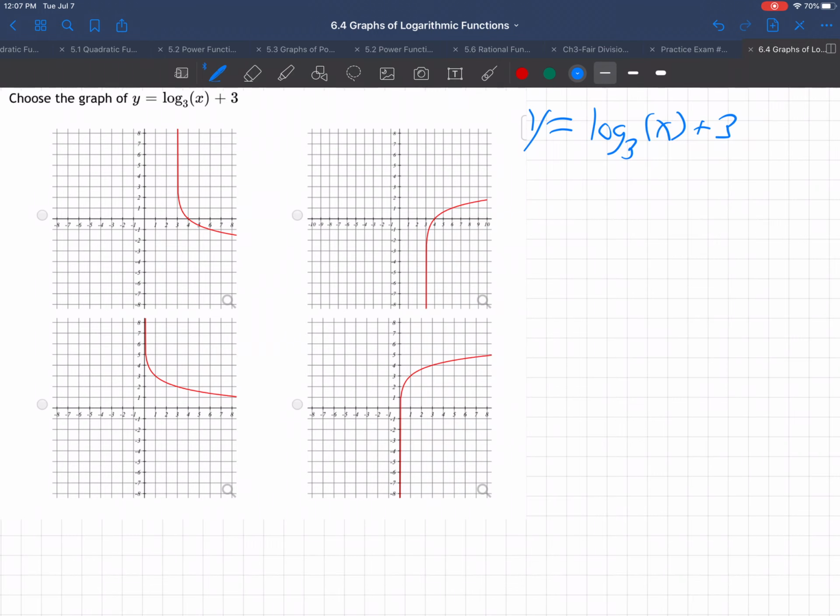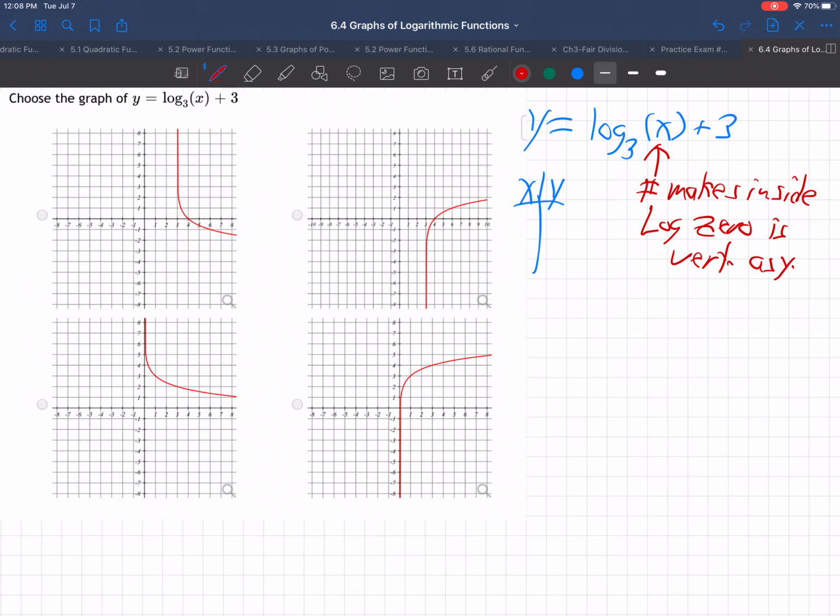Well, what I would suggest first off is to just make an XY table, but specifically whatever number makes the inside of a log 0 is the vertical asymptote. So what number? Well, this is just 0.